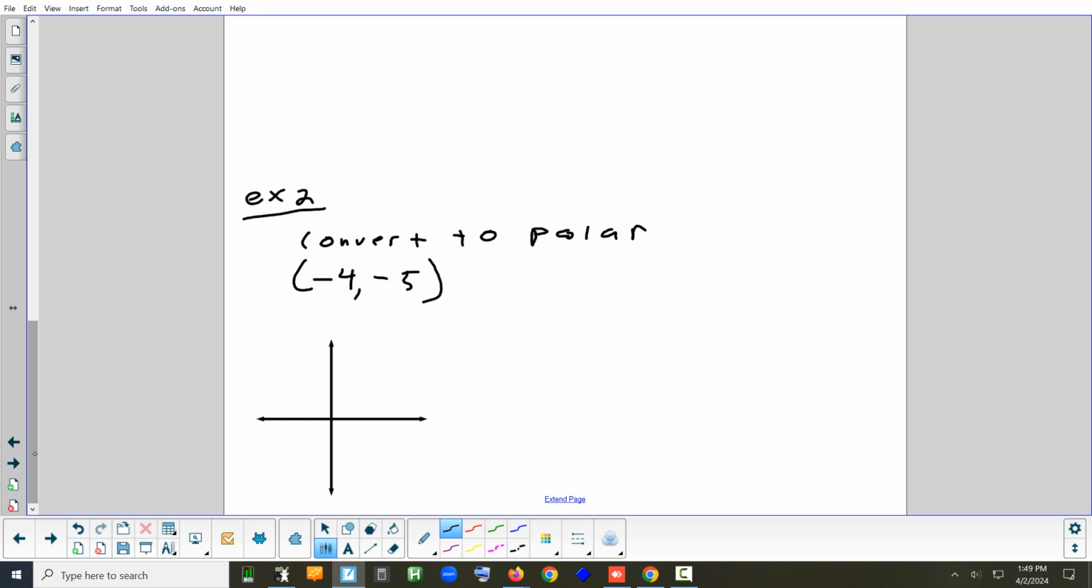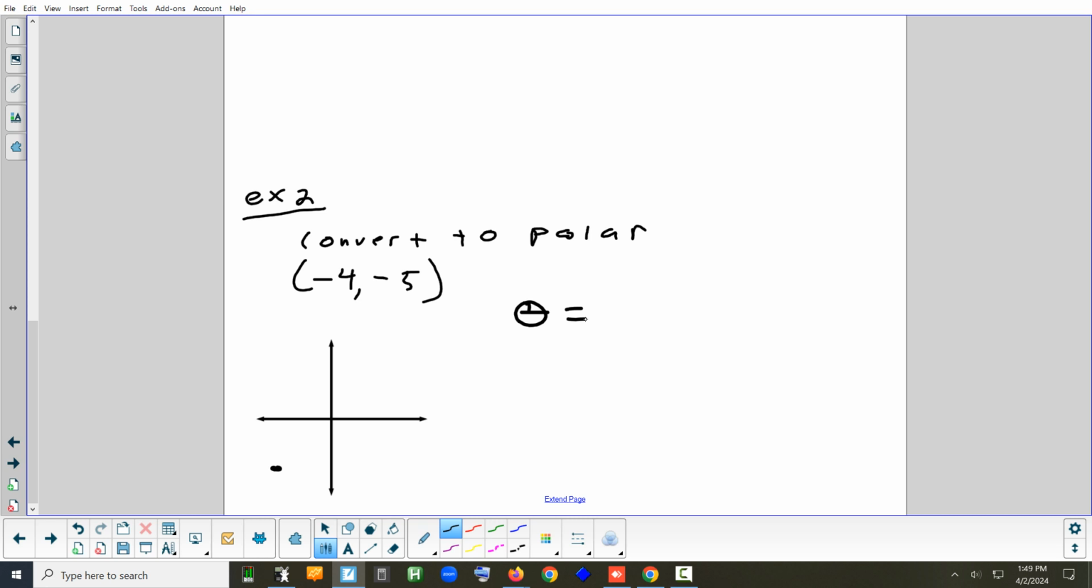All right, let's try this one. -4, -5. Okay, what quadrant is that one in? That's in quadrant 3. We don't need an exact sketch. We're not trying to really sketch it. But we know it's quadrant 3. What is the formula for theta in quadrant 3? And let's do it in degrees.